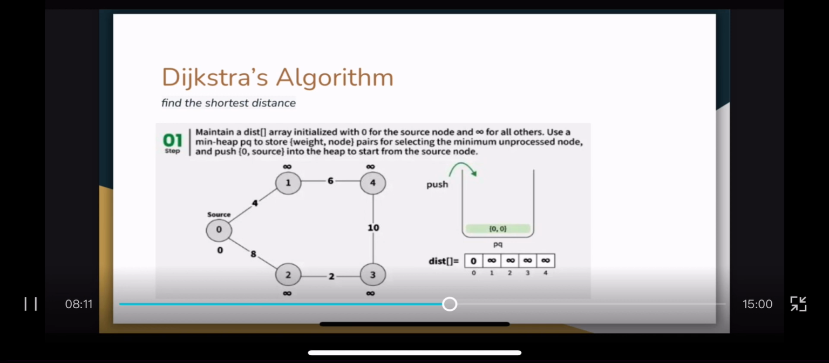In the first step, we have to maintain a dist array, which we initialize to 0 for the source node and infinity for all the others. And then we use a min heap, or priority queue, to store the weight and the node as a pair. These are basically the pairs for selecting the minimum and processed nodes. Therefore, we push 0 and the source into the heap to start from the source node.